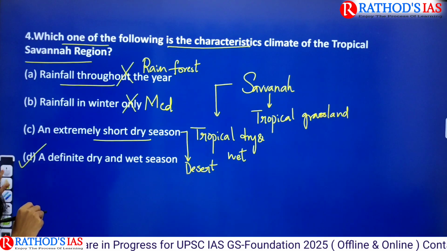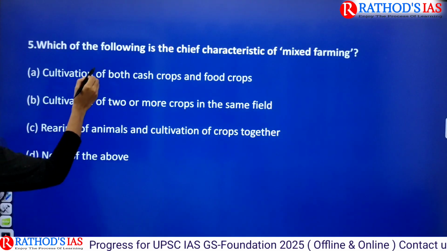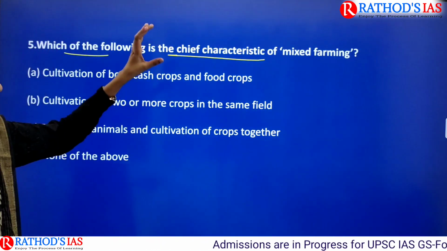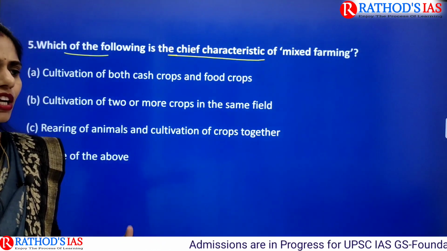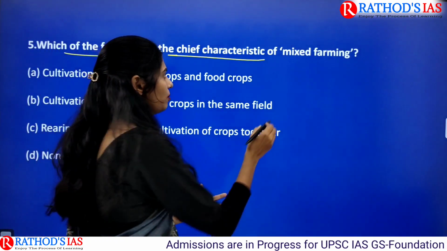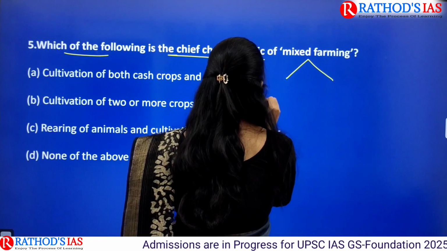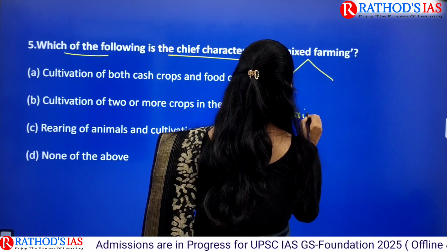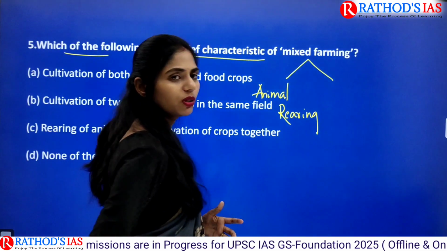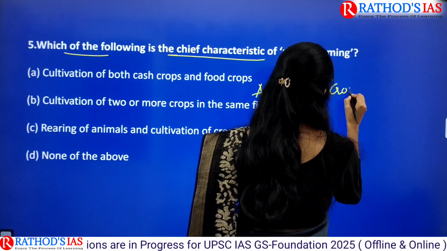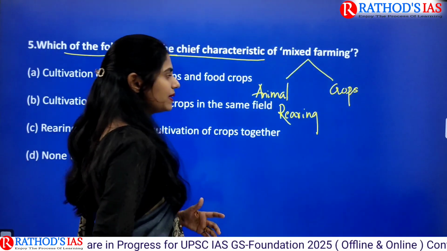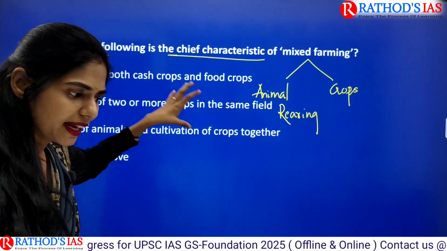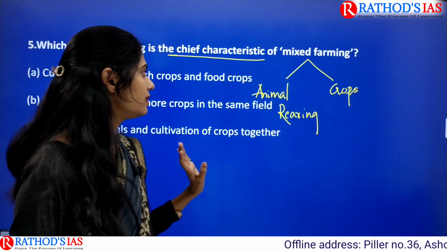Clear? And now let us see the next question. Which of the following is a chief characteristic of mixed farming? The name itself is saying it. The important characteristic of mixed farming is that we have animal rearing, and we also go for crop cultivation. Crops can be cultivated and we can also go for animal rearing. This is the chief and basic thing you have to know about mixed farming.